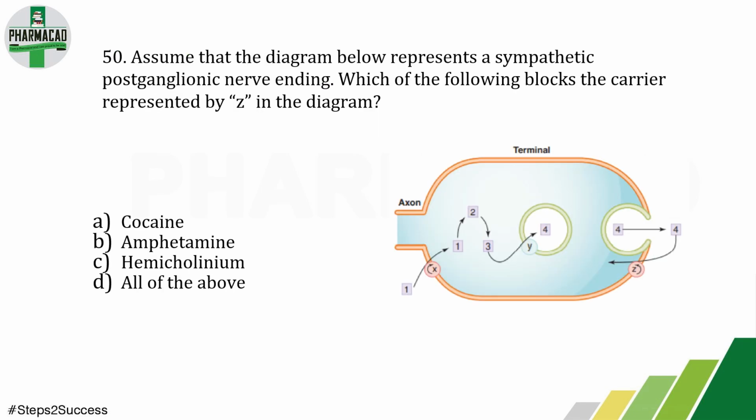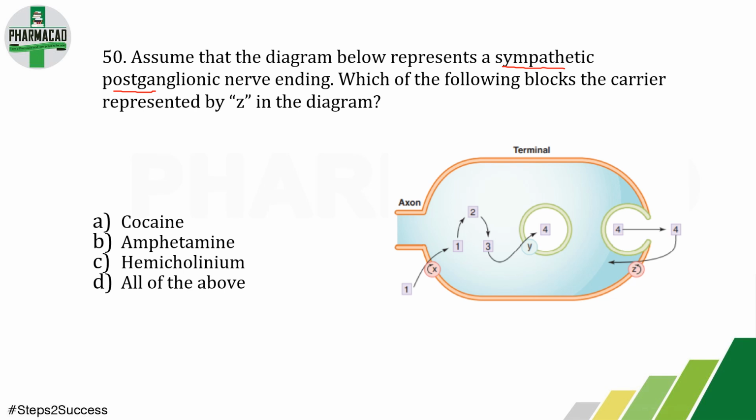Next question. Assume that the diagram below represents a sympathetic postganglionic nerve ending. When they talk about sympathetic, they are talking about an adrenergic neuron. Which of the following blocks the carrier represented by Z in the diagram? So they are asking which drug will be acting here. As you can see, X, Y, Z. They are asking about this Z.